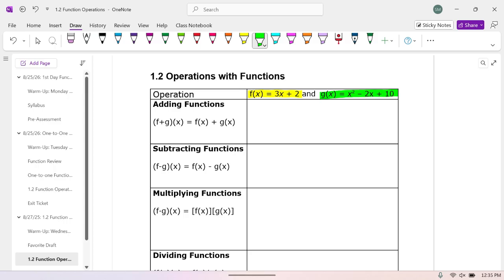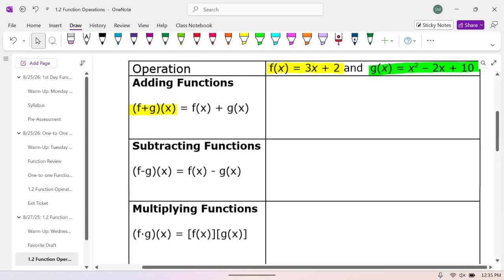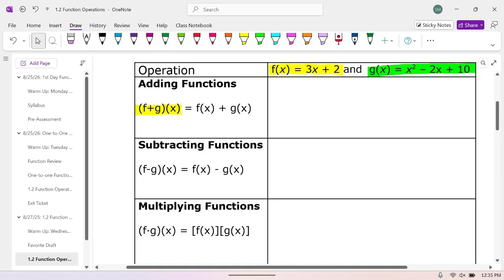Now, we're going to start first with adding functions. So the notation for adding two functions together, you will typically see it like this: f plus g of x. That's how you say it, f plus g of x, which is literally just add f of x and g of x.